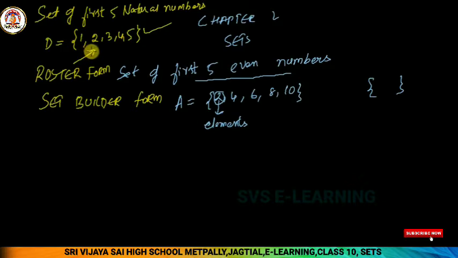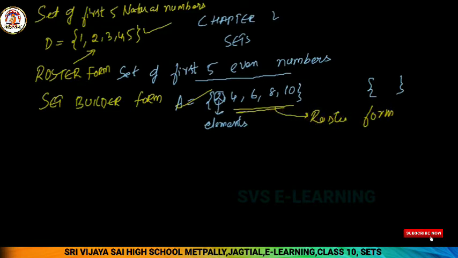So in roster form, what do we do? We list out the elements of a set directly. Here also in set A, I have listed out the elements that belong to set A. So this is nothing but roster form.